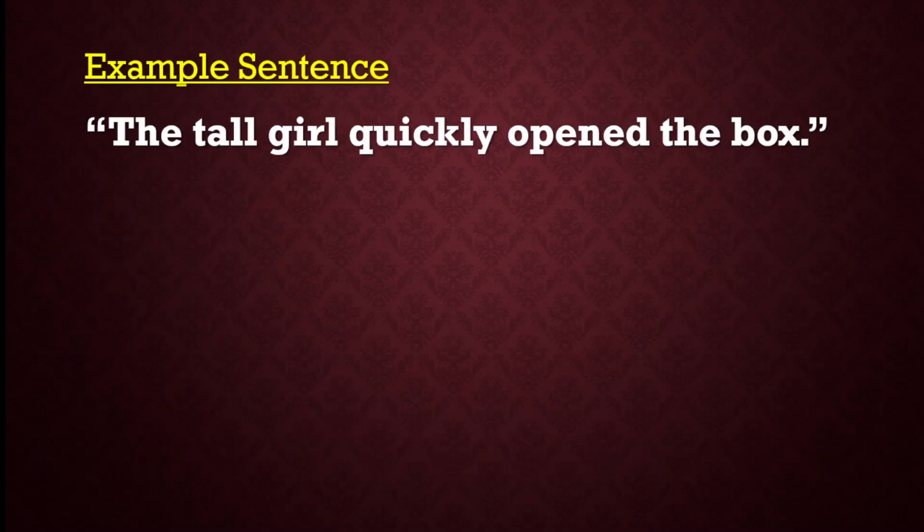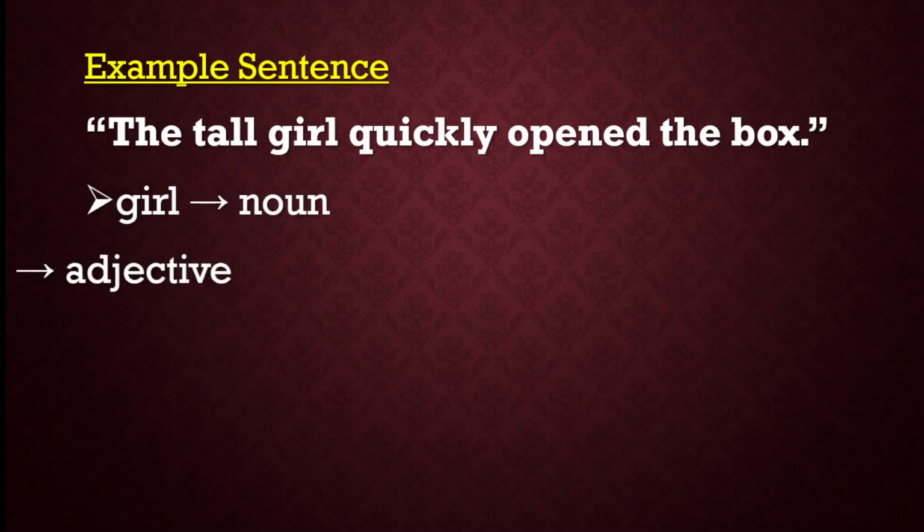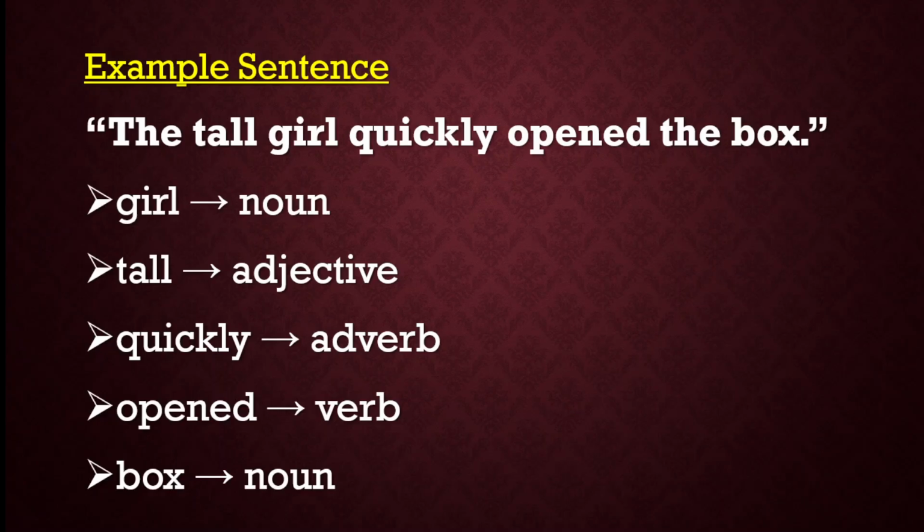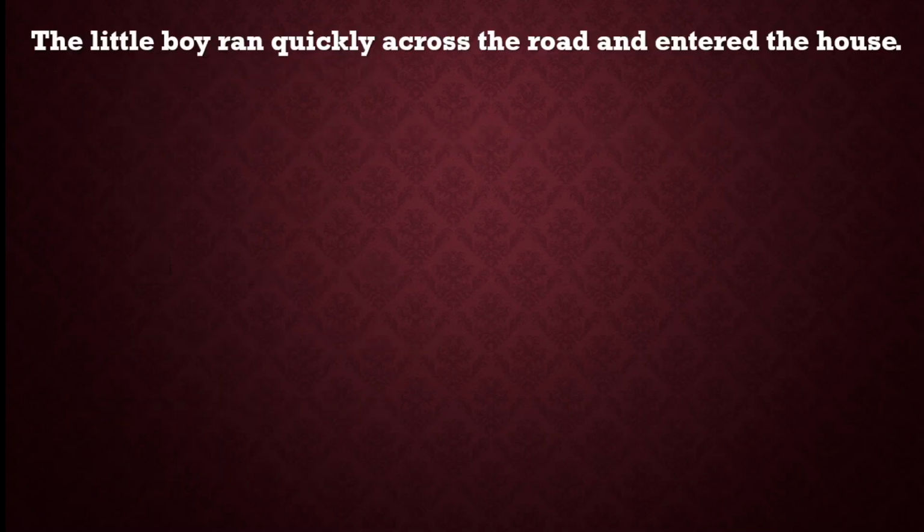Now, let us understand parts of speech with the help of this sentence. The tall girl quickly opened the box. In this sentence, girl is a noun, tall is an adjective, quickly is an adverb, opened is a verb, and box is another noun.